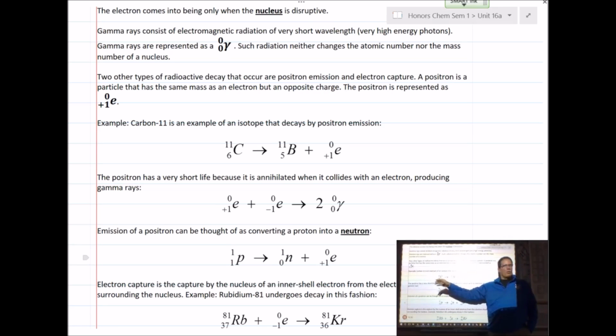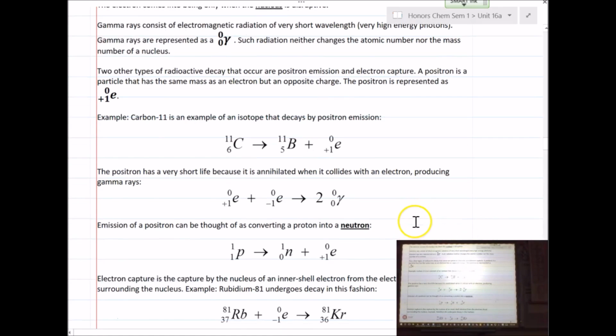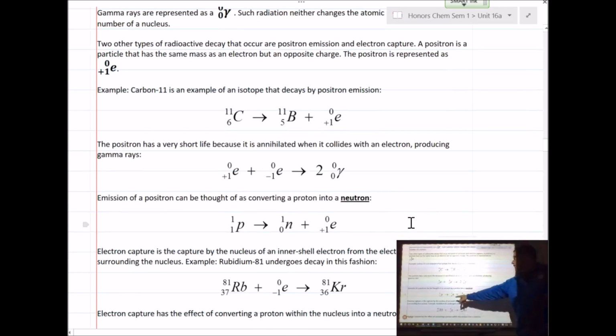So a proton was converted into a neutron because the mass remains the same. Good. That's the type of question that I would ask. That's a concept type question. So I might ask you, hey, what happened? And then give you some scenarios. Okay. And we actually have that down here. So the proton changes into a neutron.